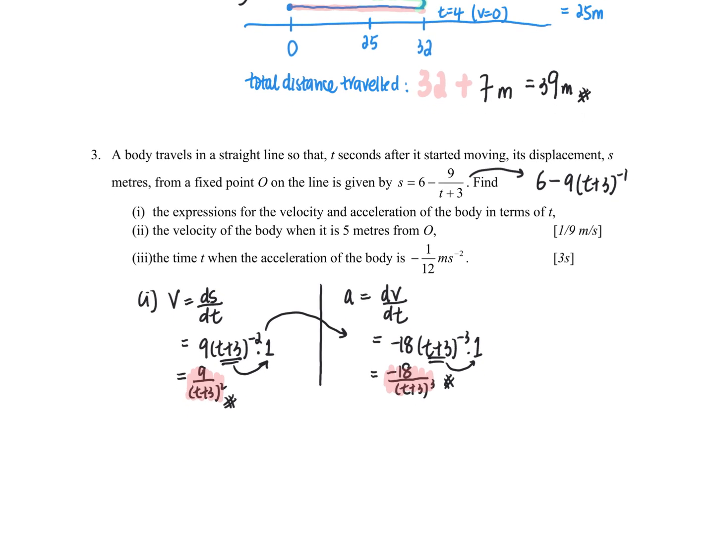Okay, next, they say, can you find the velocity of the body when it is 5 meters from O? What does this mean? So when they say 5 meters from O, they are saying displacement is 5. Go and sub in displacement to be 5.